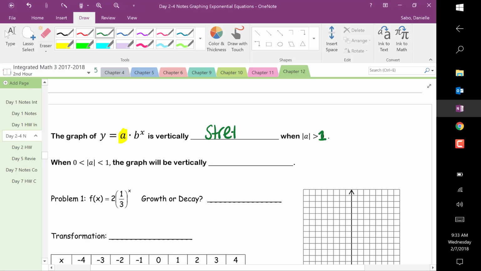We're getting back to transformations. You've done transformations in almost every single unit in Math 3.